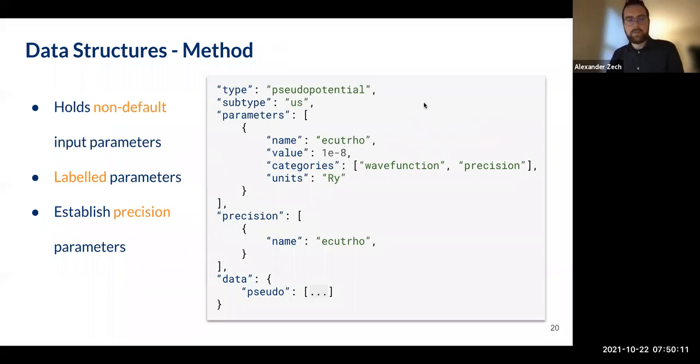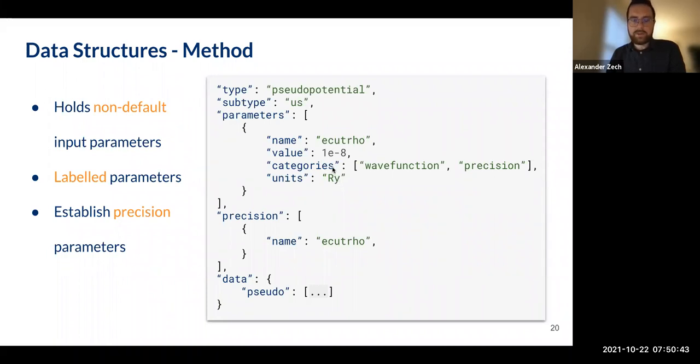So again, the method object holds all the information, how we solve the model, and in the specific example would be like a pseudopotential plane wave method. And apart from a simple categorization of the method, we also list all the non-default parameters that are used here. And here in this example, it's the kinetic energy cutoff for the charge density.